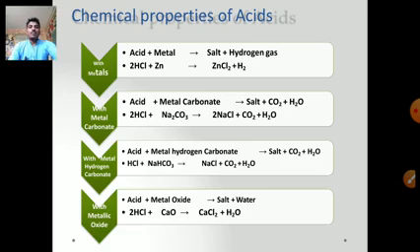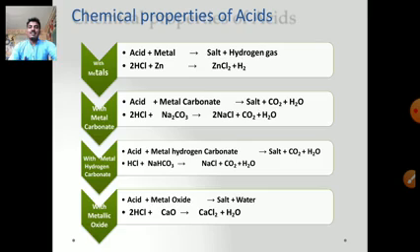Next one, with metal carbonate. Acid reacts with metal carbonate, it is converted into a salt plus carbon dioxide plus water. For example, 2HCl, the hydrochloric acid, reacts with the metal carbonate, sodium carbonate, Na2CO3, it is converted into 2NaCl, sodium chloride plus carbon dioxide plus H2O.